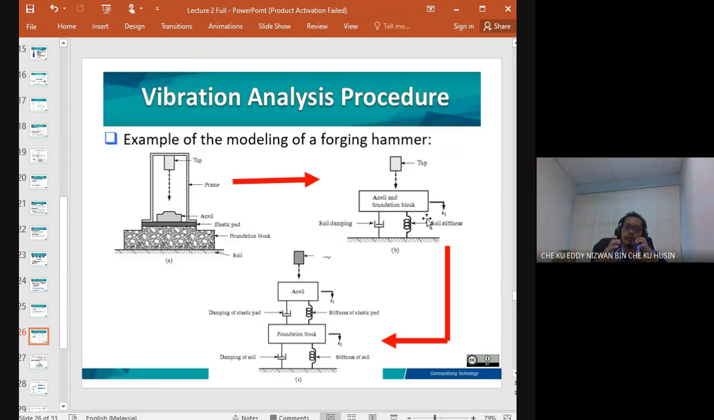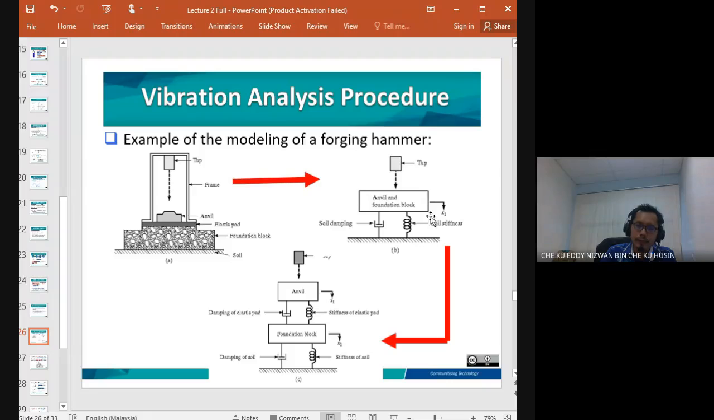So there will be vibration on the vertical motion. It depends. If you want to study the whole system, you can model it as a single degree of freedom. Okay, so this part, the foundation block, the vibration of the foundation block and everything. And then for this you can model the anvil and foundation block as one unit, so we only want to consider the motion of the whole structure body.